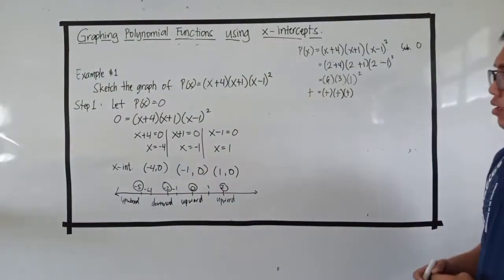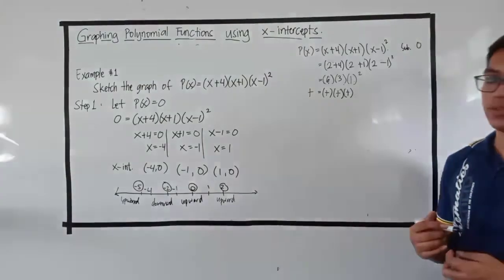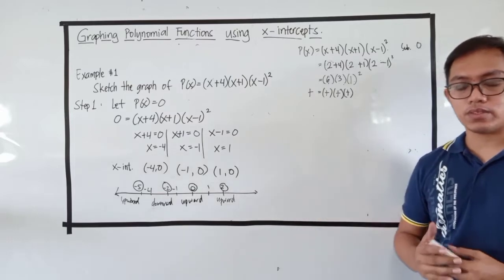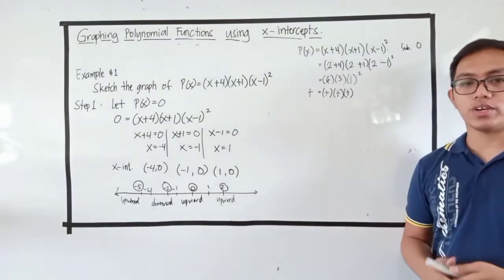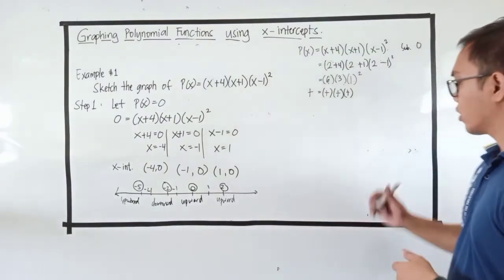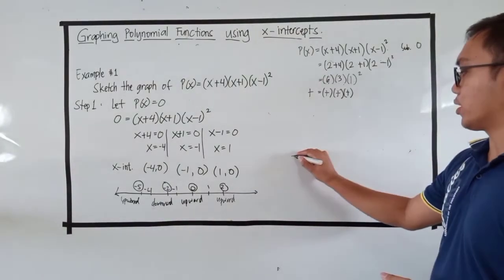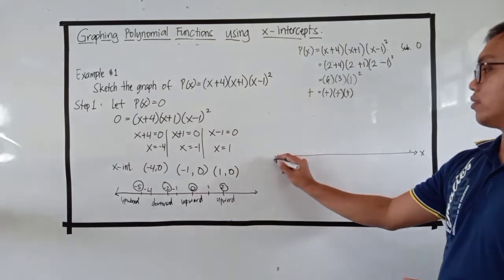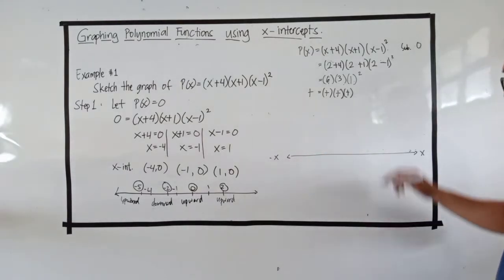Now, since we already have the trend of the graph and the x-intercepts, we can now sketch the graph of our function. So we write our x-axis and our y-axis.